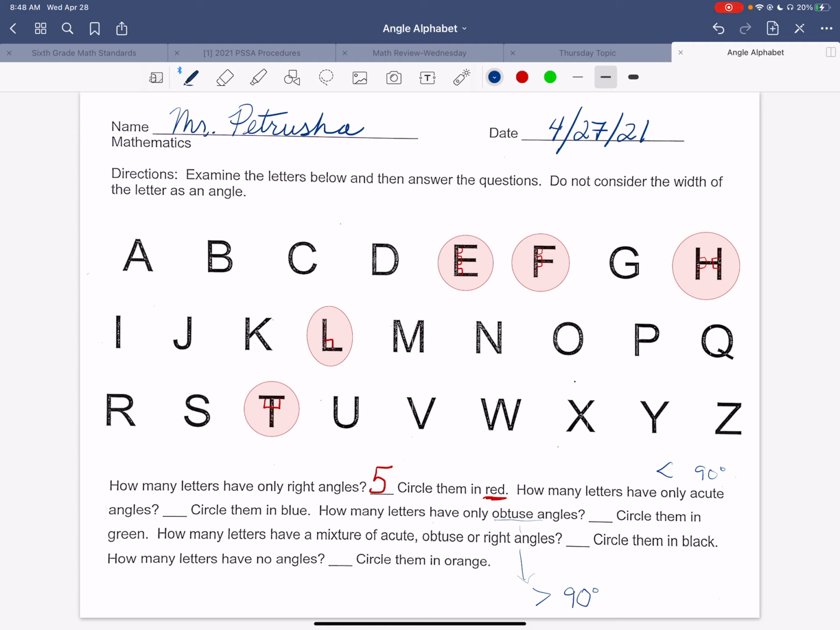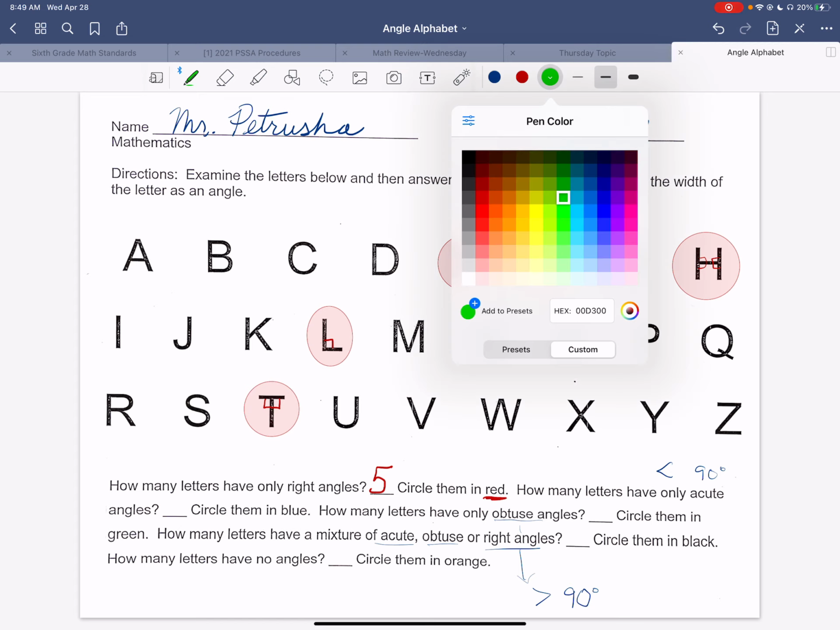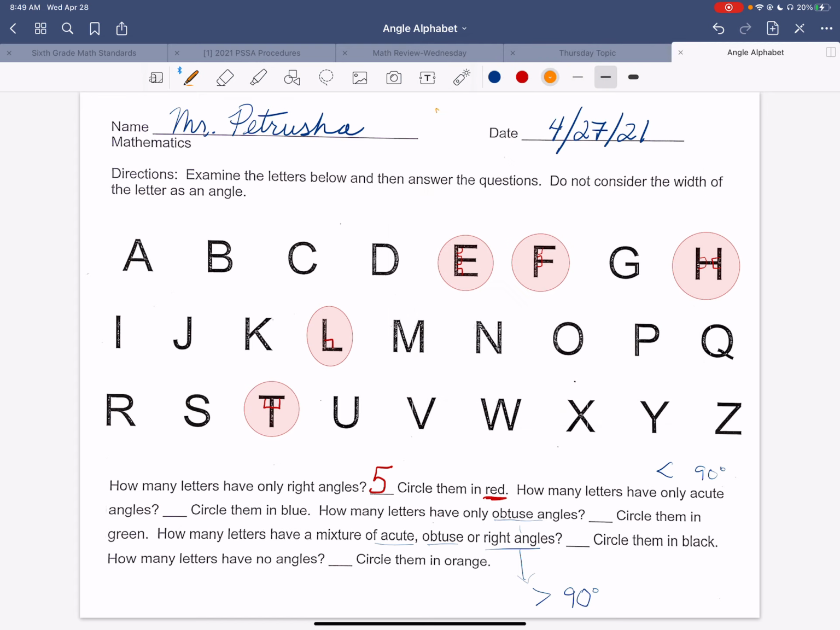Circle them in green. How many letters have a mixture? So that means you have acute, obtuse, or right angle. So a mixture of them. Circle them in black. How many letters have no angles at all? One example, no angle at all. Let me get an orange color. No angles at all. Okay, there are more. So go through the page and see what you can come up with.